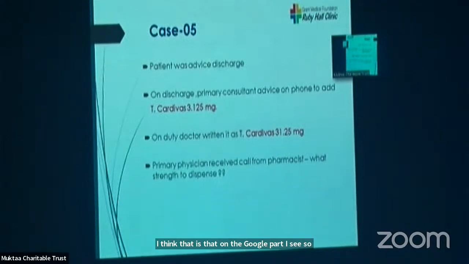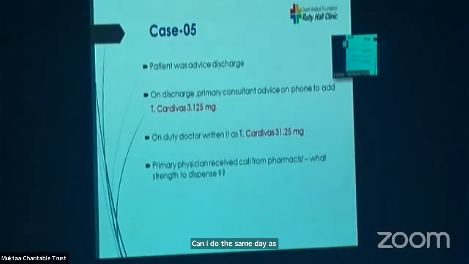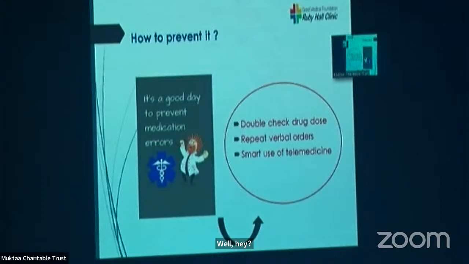But everyone will not get a clinical pharmacy. You will not get an independent pharmacy. You will not get a double check on the order. How to avoid that? Very simple. Whenever you are advising on the phone, double check. I am finishing. So the very important step: double check. When you are advising on the phone, double check. Cardivas 3.125.